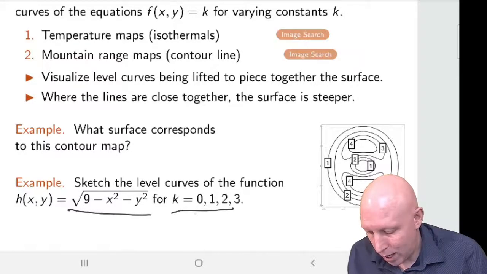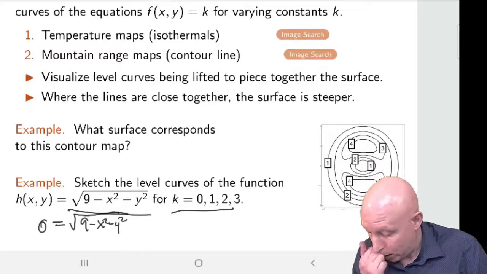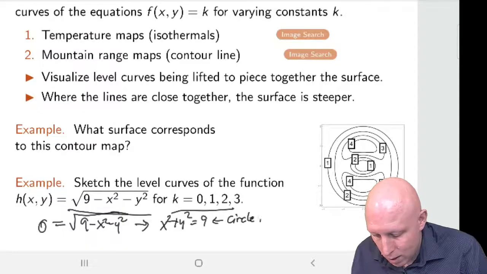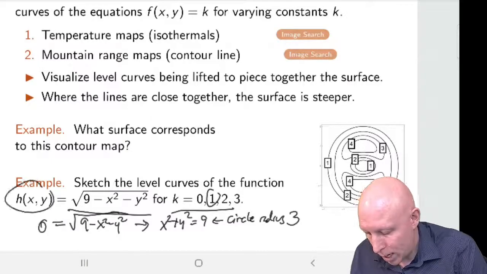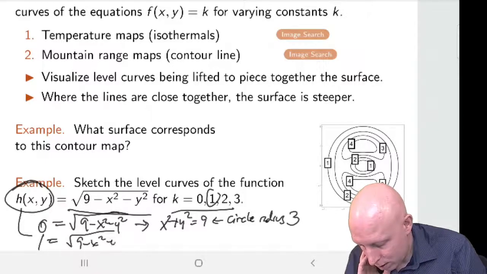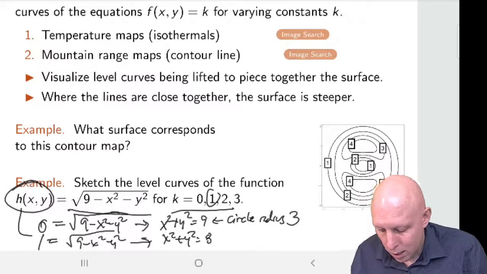So for different values of k, if k is equal to 0, 0 equals the square root of 9 minus x squared minus y squared. We have to now solve this. What do we get? We get x squared plus y squared is equal to 9. So this is a circle of radius 3. When k is equal to 1, we set h equal to 1. 1 is equal to the square root of 9 minus x squared minus y squared, so we get x squared plus y squared is equal to 8. And this is a circle of radius square root of 8.